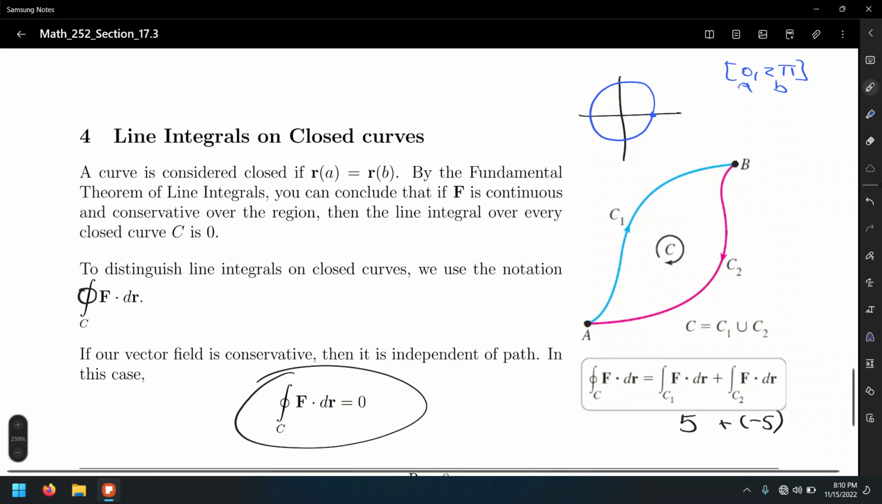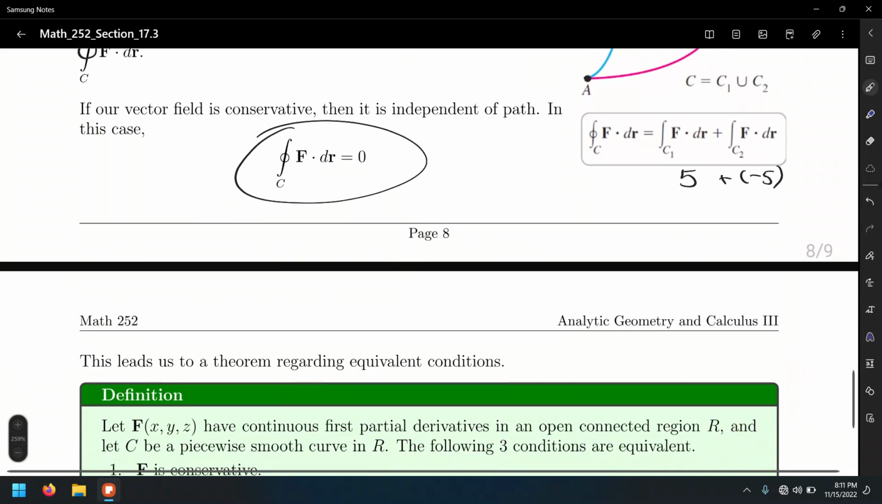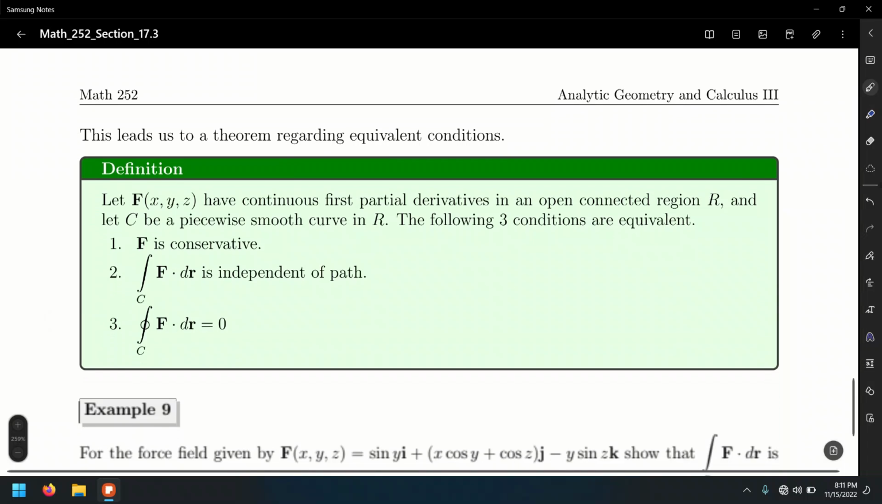So that's one very powerful theorem or idea about these cyclic integrals or integrals over closed regions. And everything gets summarized here.